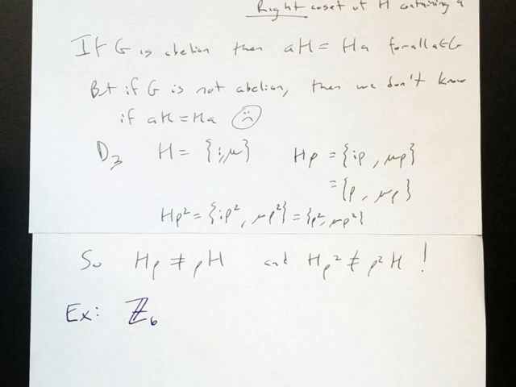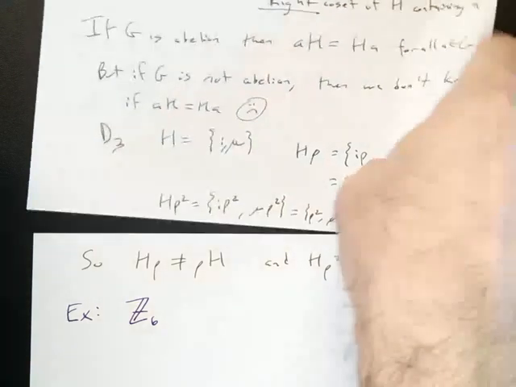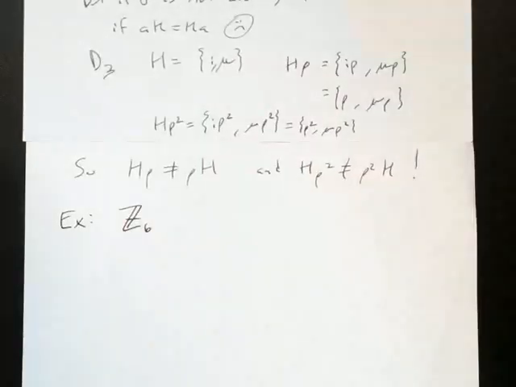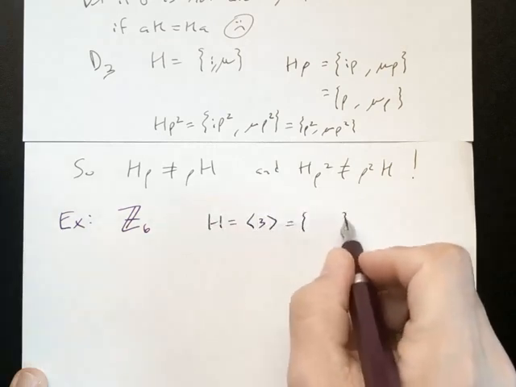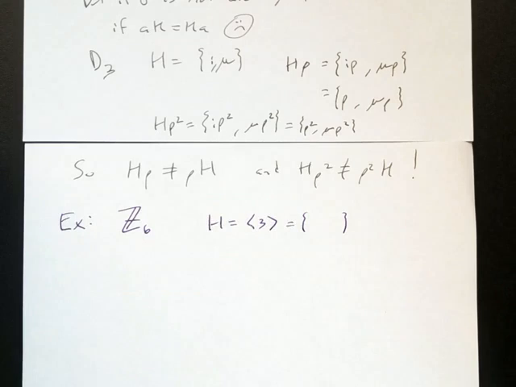Let me work in an abelian group we've worked in before. Three. Let's look at the subgroup generated by 3. What's the subgroup generated by 3 in Z6? Great. Because Z6 is abelian, the left coset is the same as the right coset, so I'm just going to call them cosets.